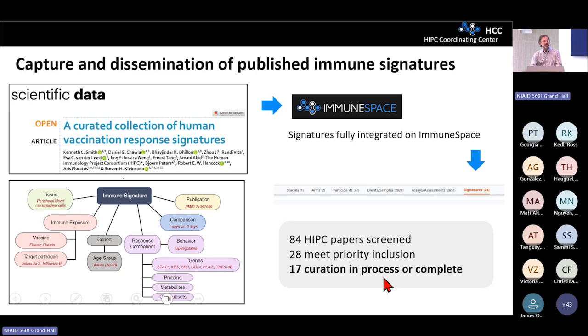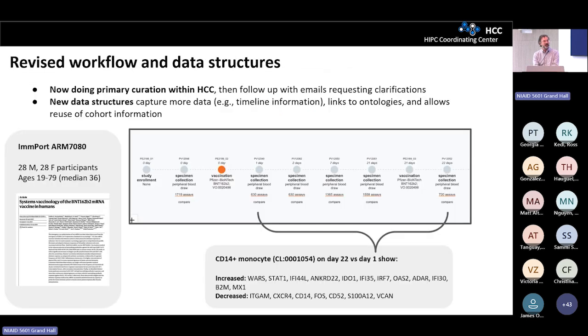And in that, where we are with that, there's 84 HIPC papers that we've identified and screened for potential immune signatures. 28 we identified as meeting our priority inclusion. We're focused initially on signatures that involve genes, proteins, and metabolites, as well as the signatures where the data is already available within ImmPort. And there's 17 now that we're currently working on and incorporating into ImmuneSpace. 17 papers, and each of those papers can have multiple signatures associated with each paper.